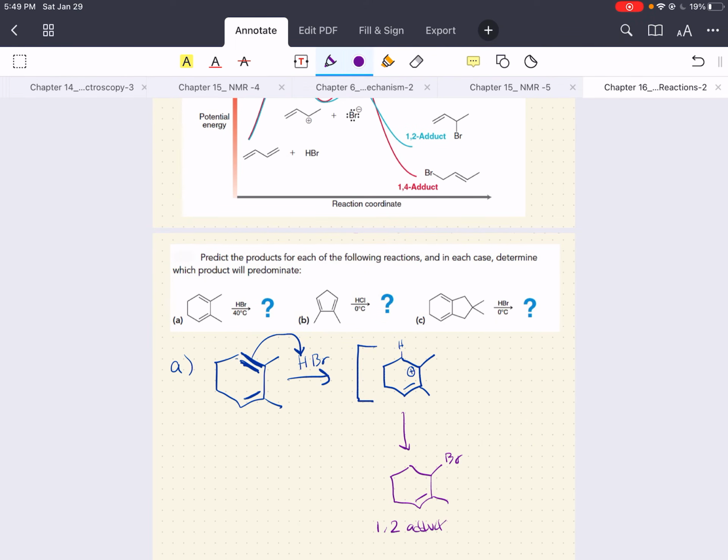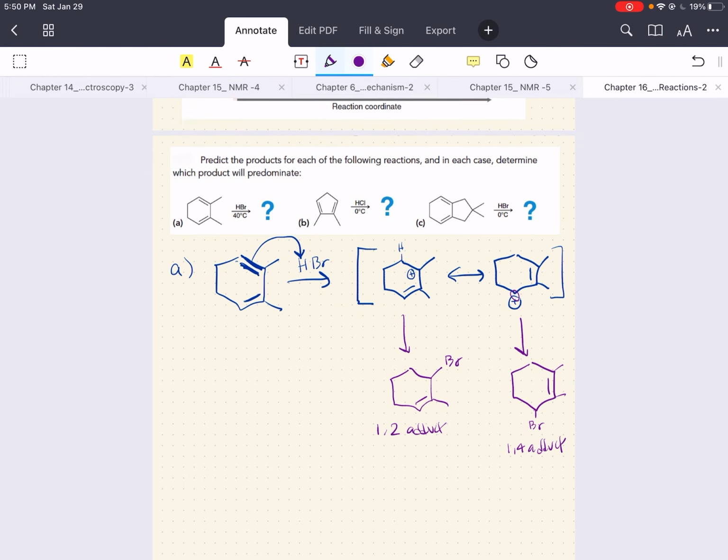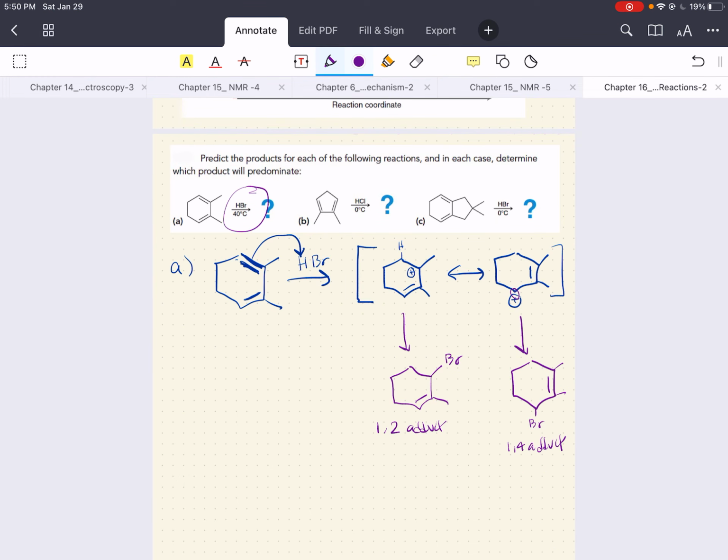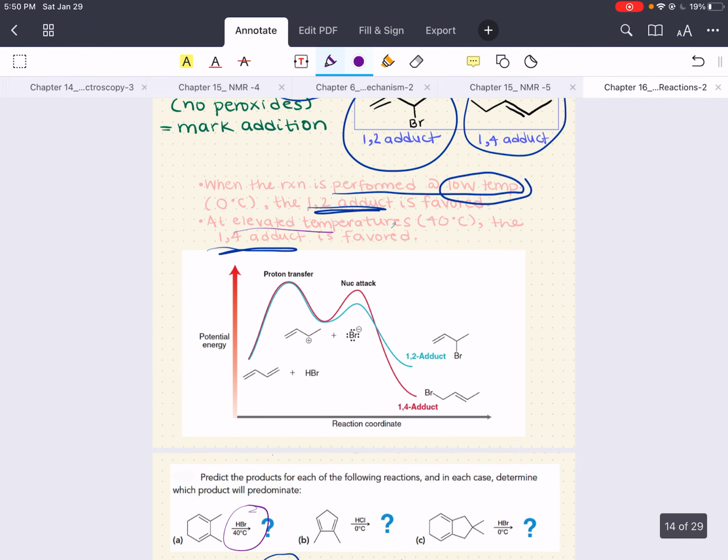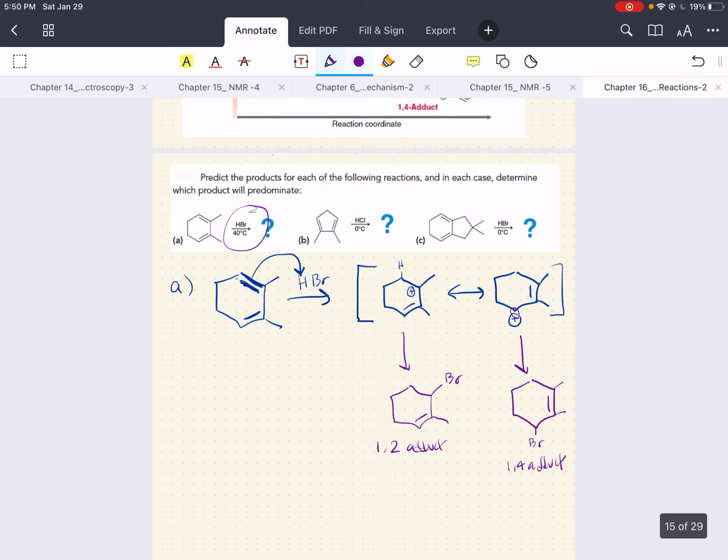All right, but what actually happens is some sort of resonance can also occur at the same time. All right, where we move our double bond over here. All right, and our positive charge moves over here. And what can happen here is now the bromine can attach itself in this position as well. And what you have is a 1,4 adduct. Now, how can we tell which one is the major and which one is the minor product? Easy. We look at temperature. This is at elevated temperatures. So our 1,4 adduct is our preferred product.